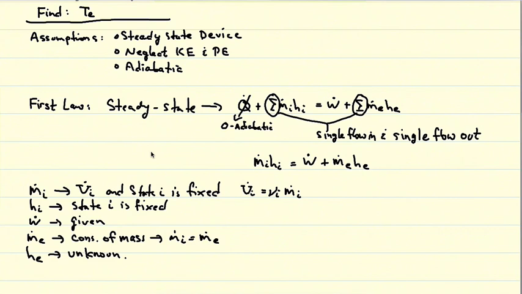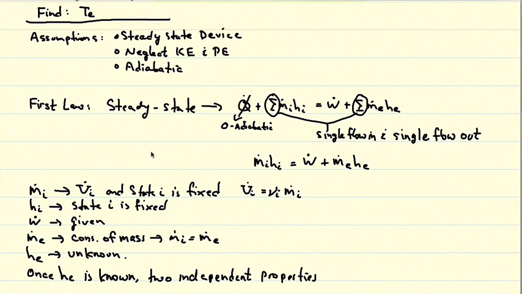And then once HE is known, we then will have two independent properties at state E. Those two independent properties are the exit pressure that was given to us and HE, the exit enthalpy that we use the first law to solve for. Okay, so that's how we're going to go about this solution technique. So let's go ahead and start working on this, right?